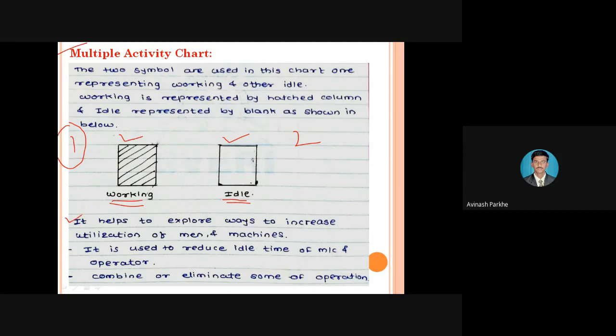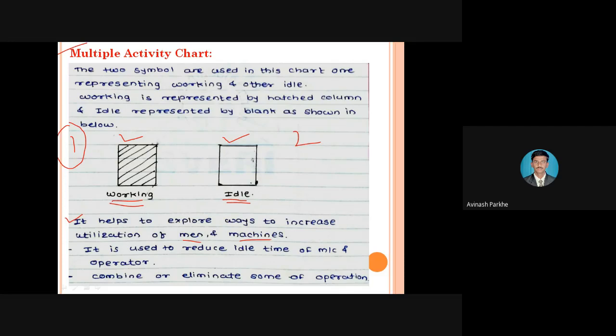Also, this particular multiple activity chart helps to increase the proper utilization of man and the machine. Because sometimes, unnecessarily, the operators are in idle position. Unnecessarily, your machine is in idle position. So automatically your production time goes on increasing.